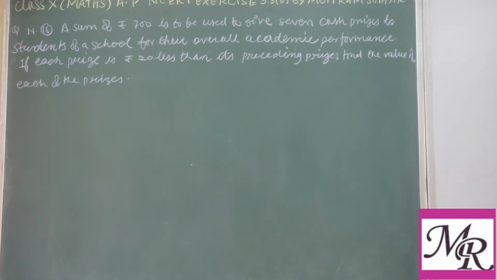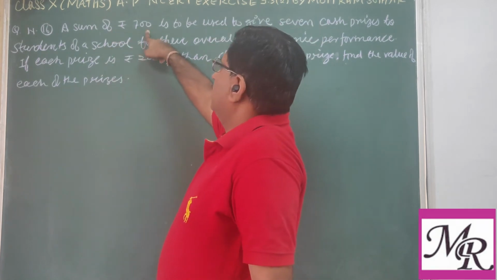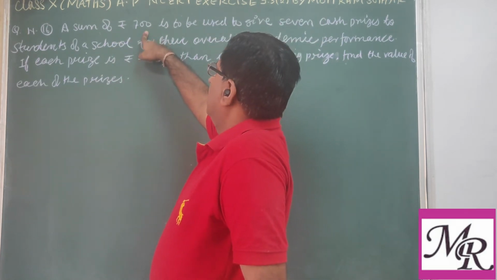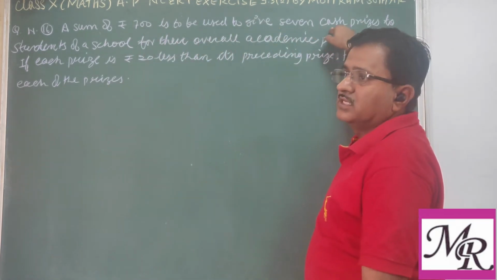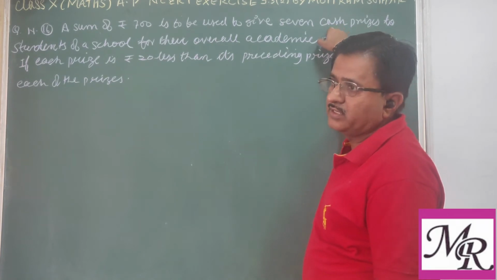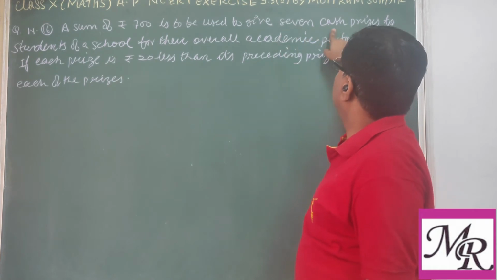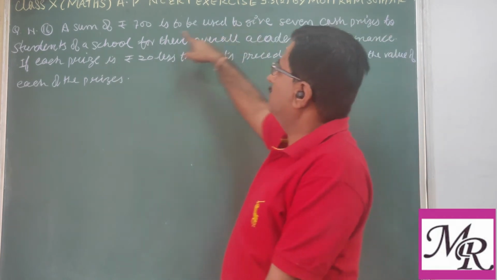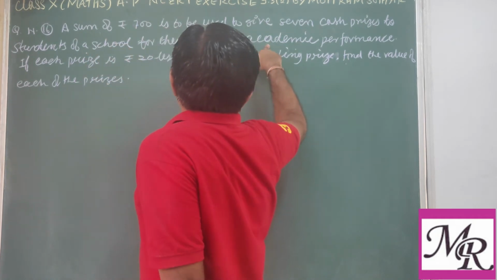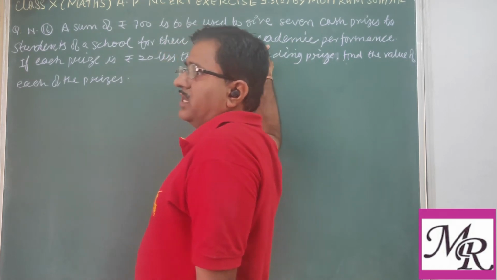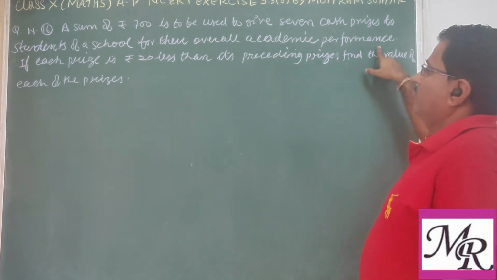Next problem. This is also an important word problem. A sum of rupees 700 is given, to be used to give 7 cash prizes. This total money 700 is to be distributed in the form of 7 prizes. So the number of prizes is given and the total money is given. These prizes are given to students of a school for their overall academic performance.